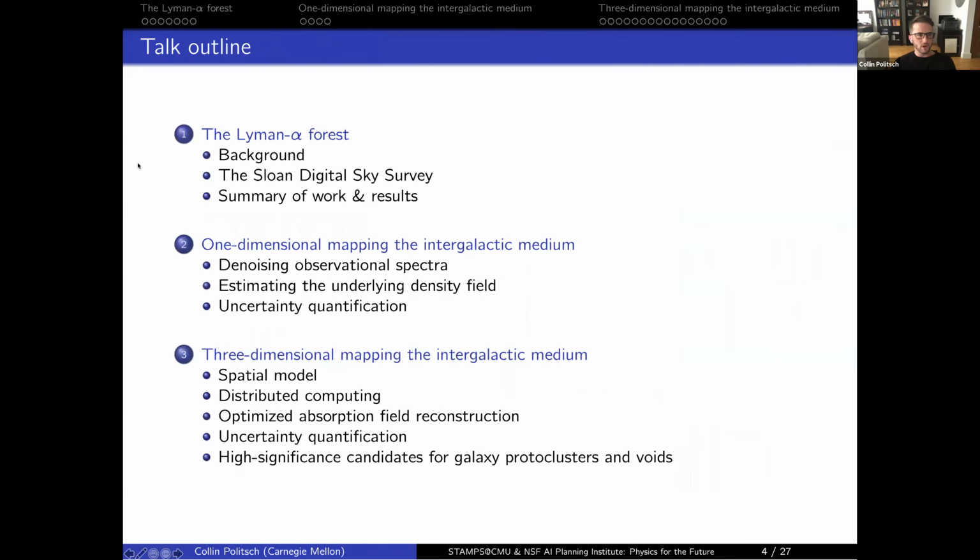Okay, so this is how I've structured this talk. I'm going to start with a little bit of background on the Lyman alpha forest. The astrophysicists on the line, if you're most likely familiar with the Lyman alpha forest and the Sloan Digital Sky Survey, feel free to stand up and go to your kitchen and grab a cup of coffee, whatever you wish, for the next few slides, and then come back. This is mostly for the statisticians and the other people on the line that aren't familiar with these things. And then right up front, I'm going to give you a very high level summary of the results.